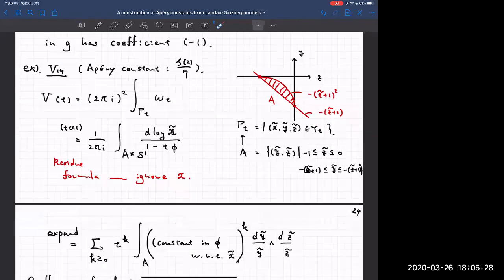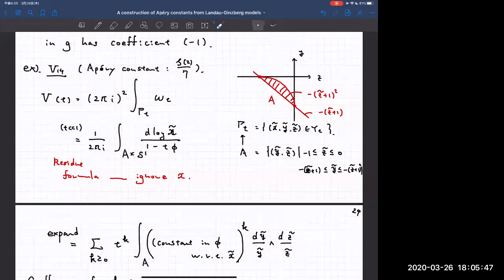So the specific computation for my case V14 is as follows. Finally, our aim is to obtain the Golyshev-type Apéry constant, in this case, zeta 2 over 7. How we could get this zeta 2 and how we could get 1 over 7 is as follows.